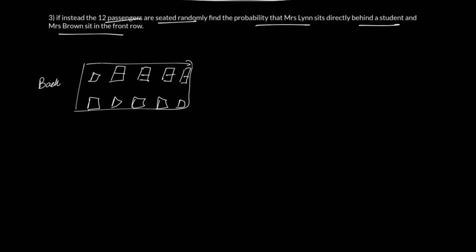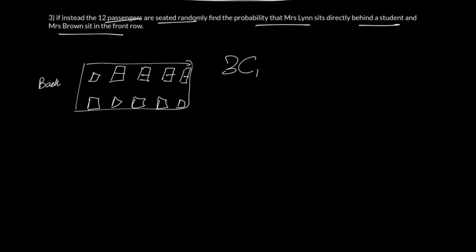Okay, now let's move forward to the third part of this question. In the third part, instead, the 12 passengers are seated randomly. Now find the probability that Mrs. Lin sits directly behind a student, and Mrs. Brown sits in the front row. So now let's see. Let me copy the diagram here. If Mrs. Brown sits in the front row, she can sit in any of the 3 places. So 3C1, which is equal to 3.